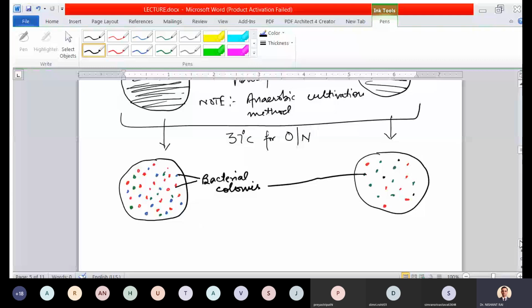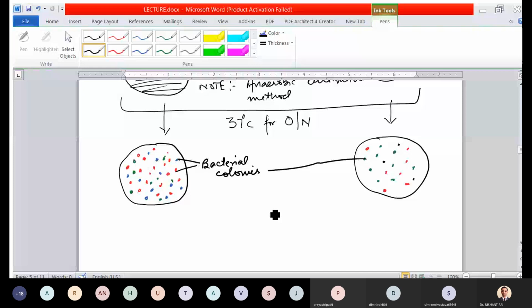Now, as per the standard protocol or method, if the number of colonies is less than 30, it is said to be too few to count, and if it is more than 300, in some places it may be written 200, it is said to be too numerous to count. TFTC, TNTC. If colonies are less than 30, we call it too few to count, and if it is more than 300, we call it too numerous to count.